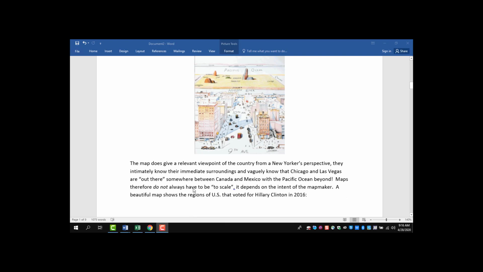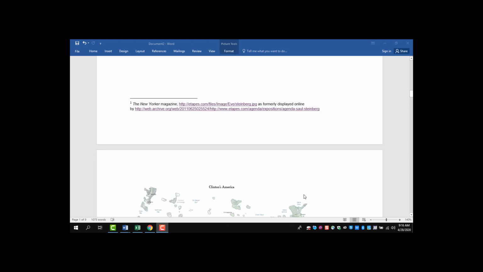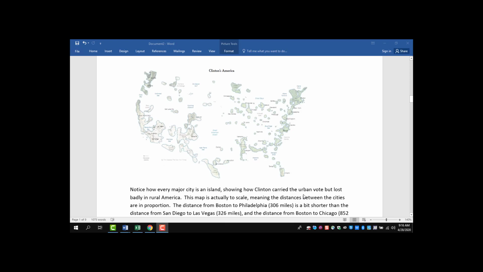Maps, therefore, do not always have to be to scale. It depends on the intent of the map maker. A beautiful map shows the regions of the U.S. that voted for Hillary Clinton in 2016. And it's a little hard to see, but every major city is like an island, showing how Clinton carried the urban vote, the city votes, city, city, city, but lost badly in rural America.